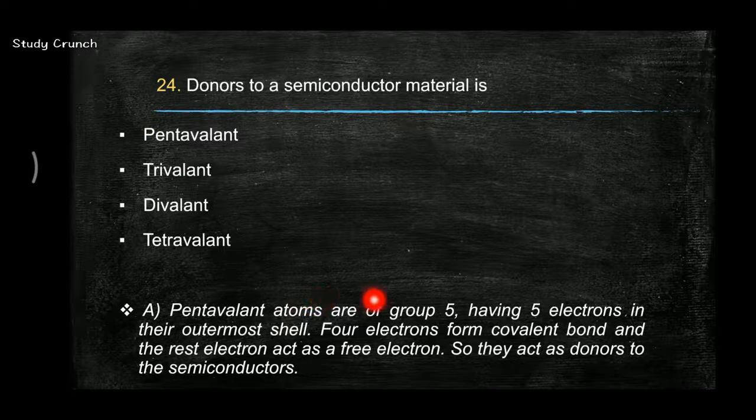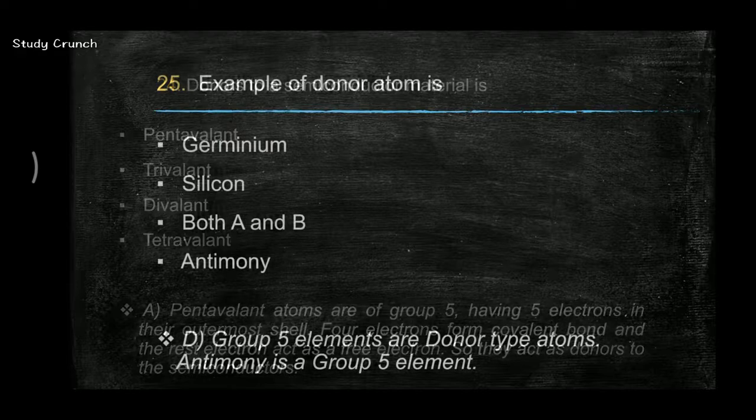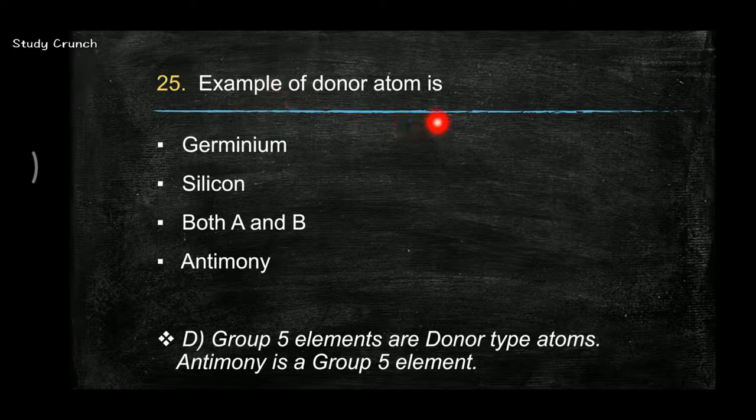Next, donors to a semiconductor material are pentavalent. Pentavalent atoms are group 5 elements having 5 electrons in the outermost shell. 4 electrons form the covalent bond and the rest act as free electrons. So they act as a donor to the semiconductor. Next, an example of a donor atom is antimony. Out of these 4, antimony is the option. So group 5 elements are donor type atoms.